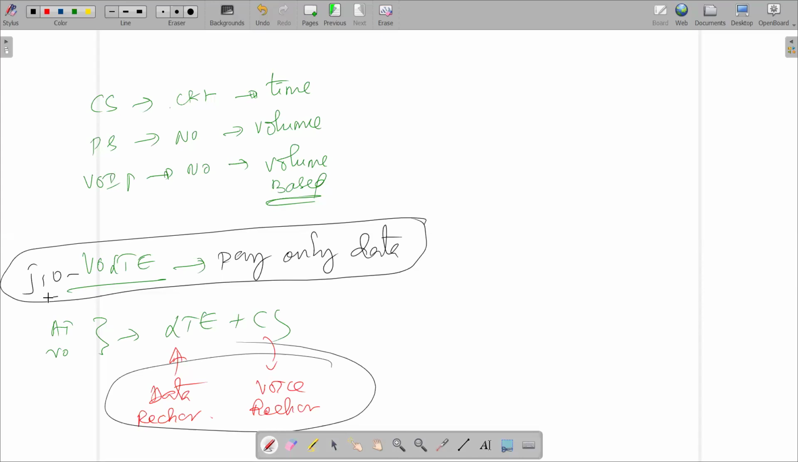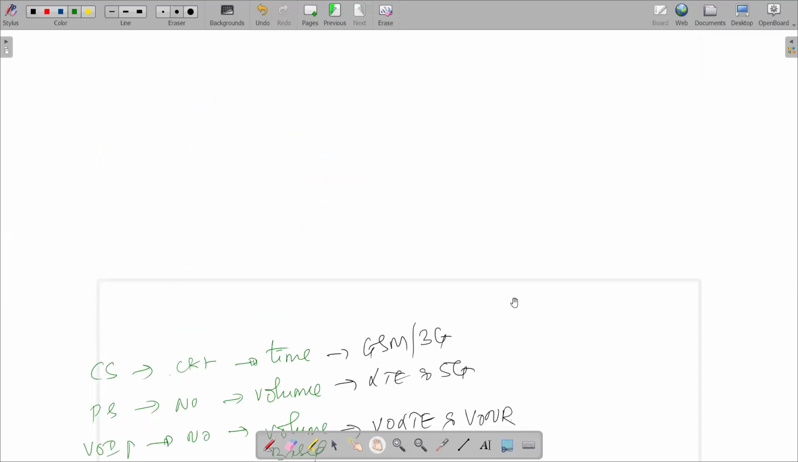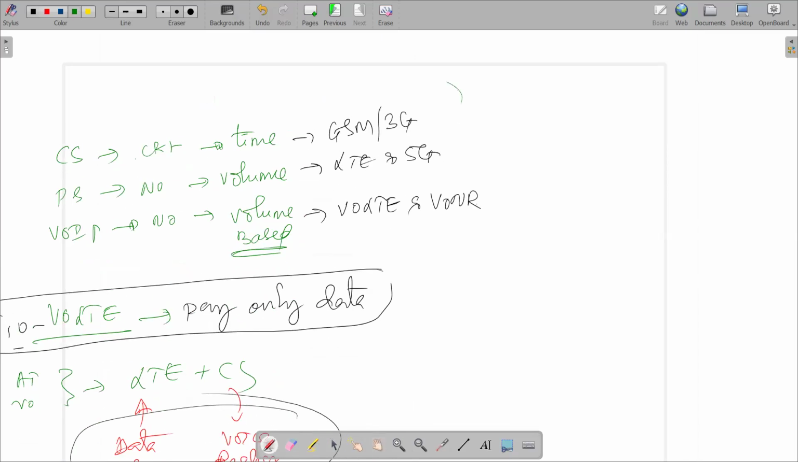So we have seen these examples here. For landline, and our area of interest is GSM and 3G here. Our area of interest here is LTE and 5G. Here our area of interest is VoLTE and VoNR. So in this course we cover all of these things.